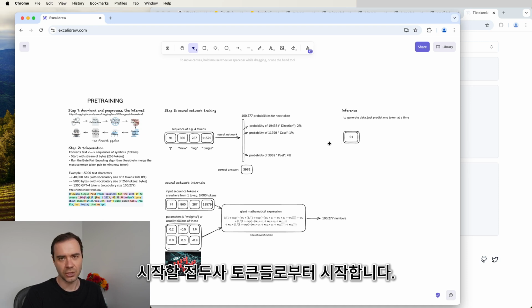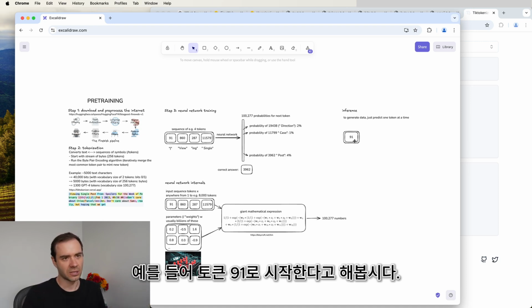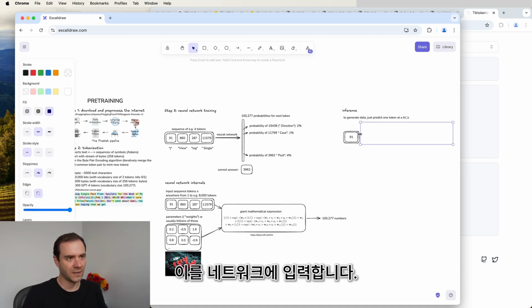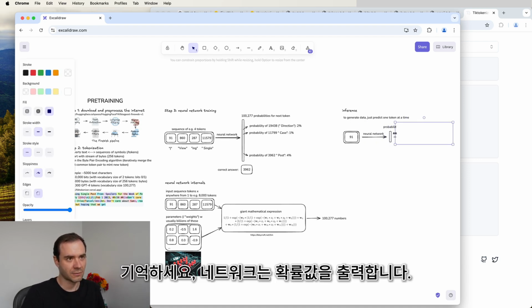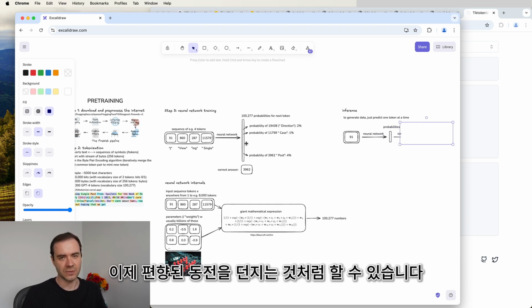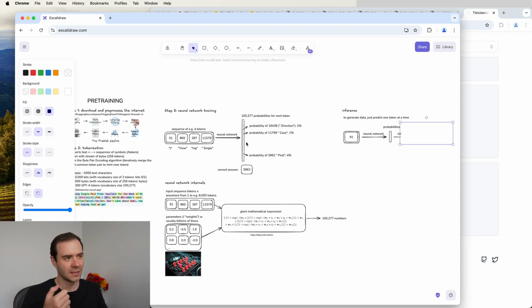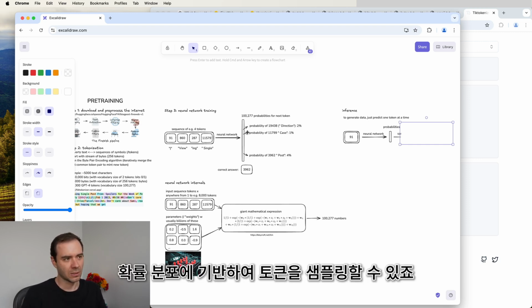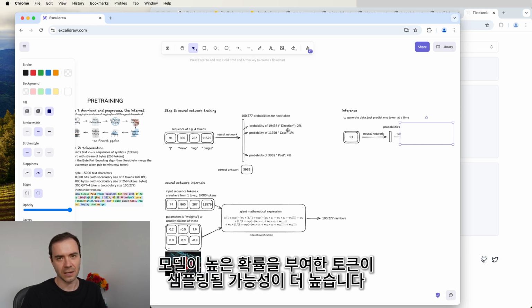We start with some tokens that are basically your prefix, like what you want to start with. So say we want to start with the token 91. Well, we feed it into the network. And remember that the network gives us probabilities, right? It gives us this probability vector here. So what we can do now is we can basically flip a biased coin. So we can sample a token based on this probability distribution. So the tokens that are given high probability by the model are more likely to be sampled when you flip this biased coin.